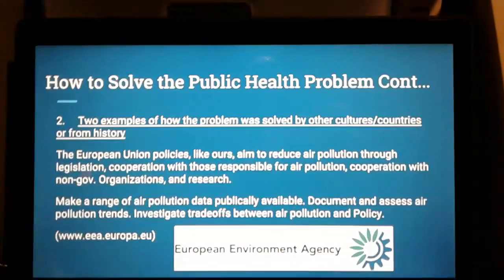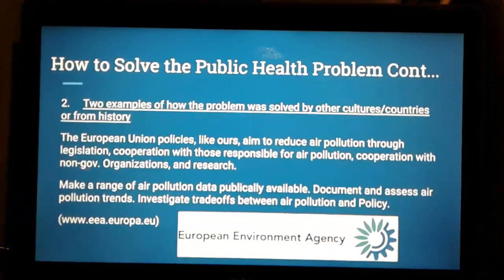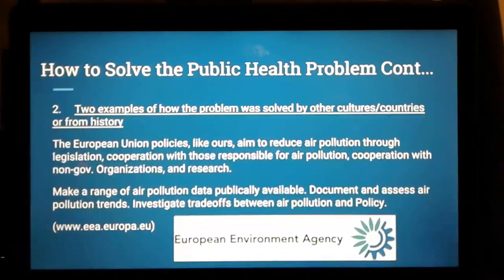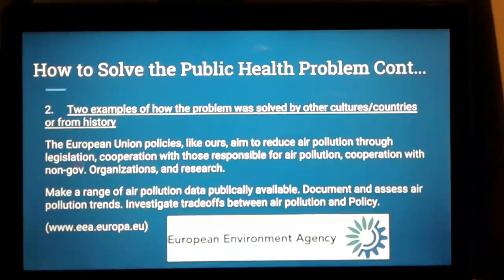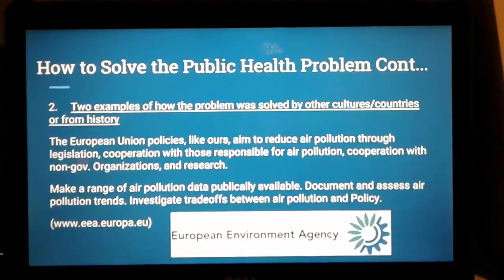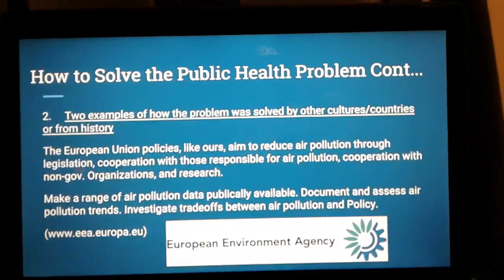So, other countries, for example Europe, their European Environment Agency, which is similar to our Environmental Protection Agency, their policies are like ours. They're aiming to reduce air pollution through legislation and cooperation with those responsible for the air pollution, like we did with the pollution allowances.